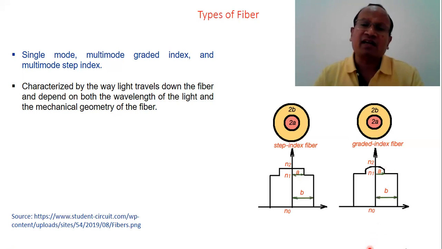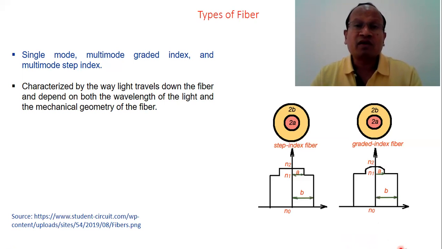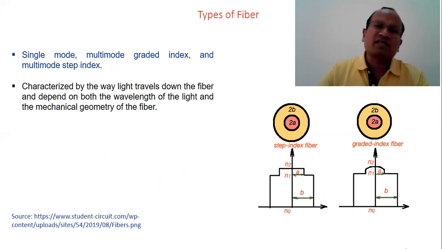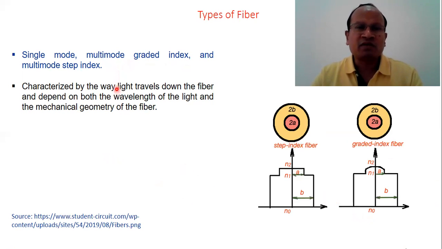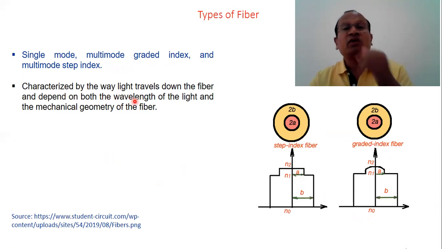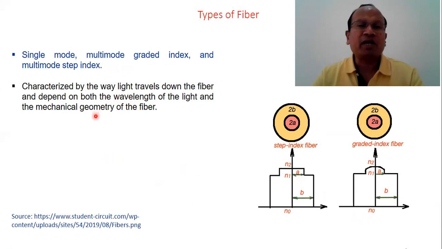And there is another category, single mode and multimode. We know that light travels in the form of an electromagnetic field pattern, which has different modes. It is also considered as the propagation of an electric field, which has a certain number of modes. So multimode and single mode fibers are also types of fiber, characterized by the way light travels down the fiber, and they depend on both the wavelength of light and the mechanical geometry of the fiber. The classification is based on geometry as well as the wavelength and the way light travels.